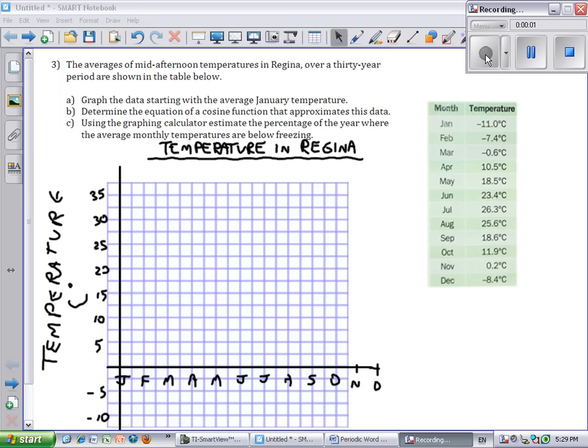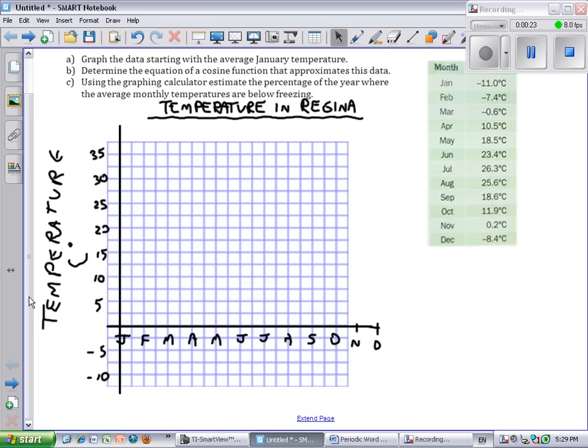Question 3 from the periodic word problems. We're dealing with Regina and mid-afternoon temperatures. So the hotspot of Regina, one of the most popular tourist destinations in the world. We have the temperature chart to the right here. And I've labeled my axes. You'll notice that the y-axis is temperature, x-axis is the month.